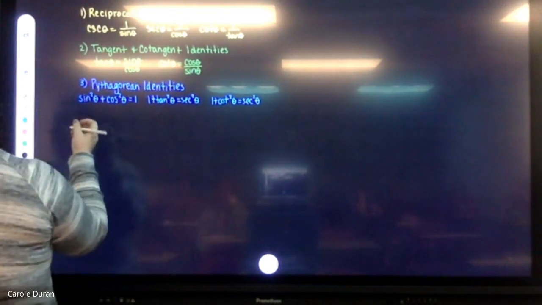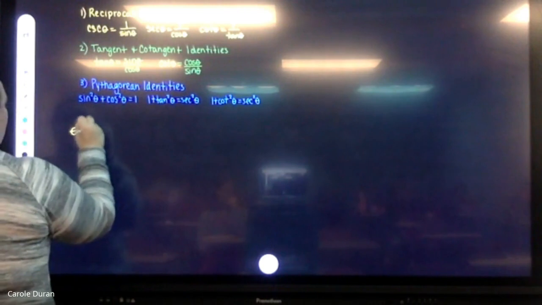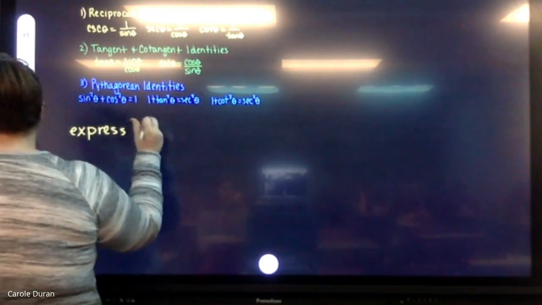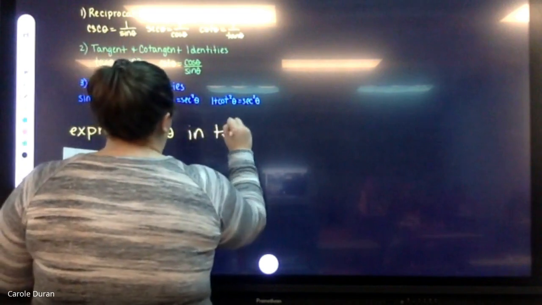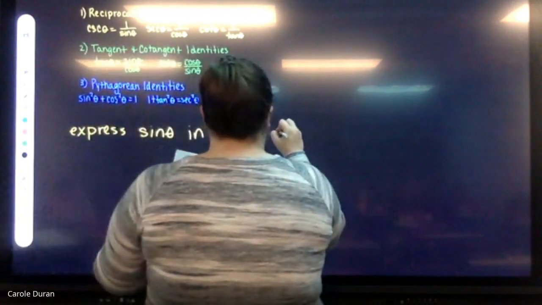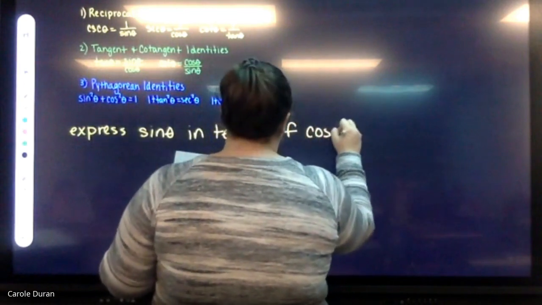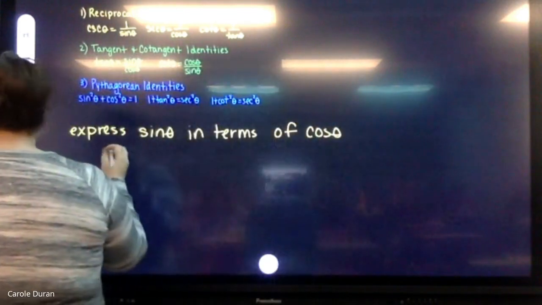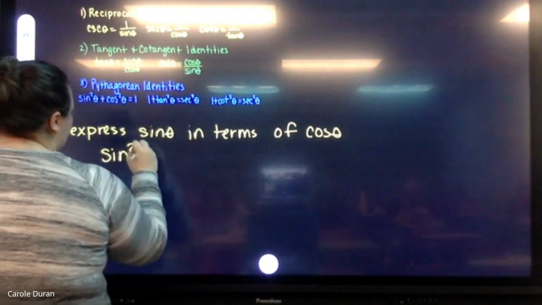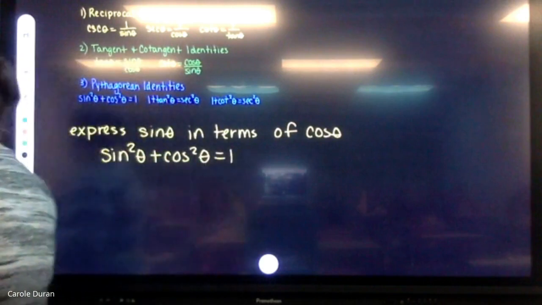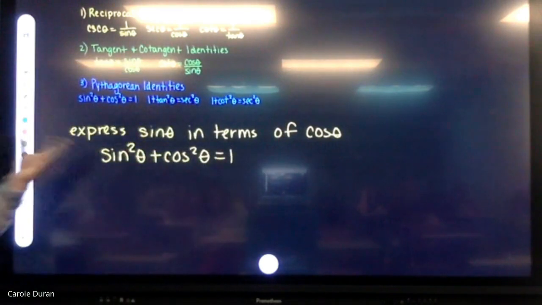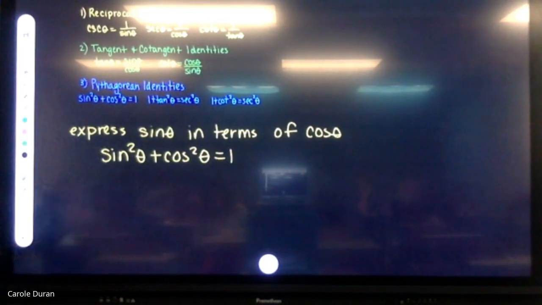So the first thing I would like to do is express sine of theta in terms of cosine of theta, and we're going to be using the Pythagorean identity, sine squared theta plus cosine squared theta equals 1. So what this means is I want to have sine on the left-hand side and some cosines on the right-hand side. I don't want to have anything else in there. I want no other trig functions, nothing.